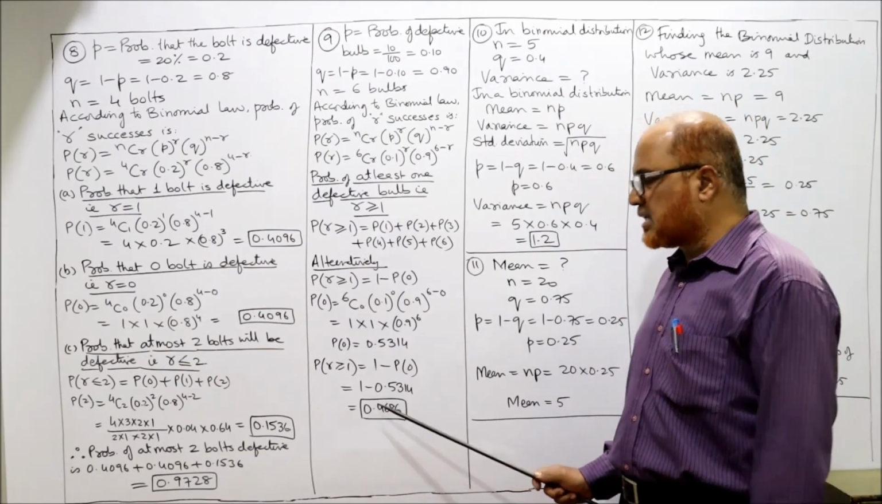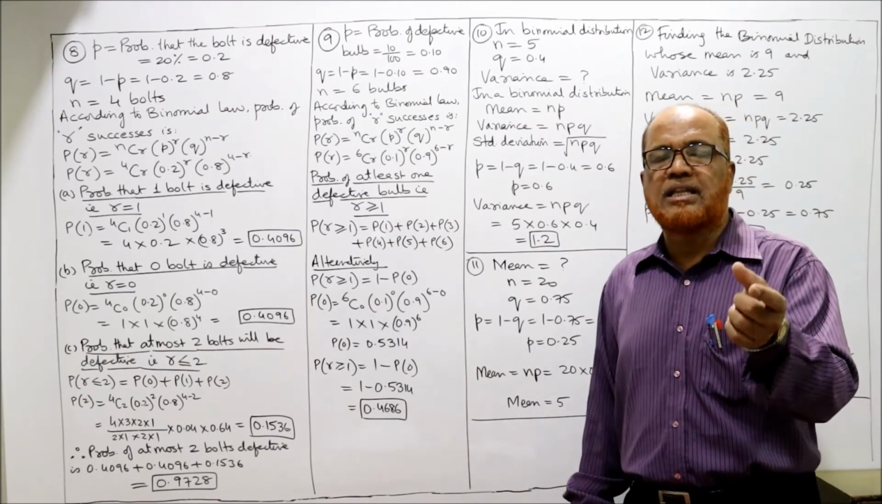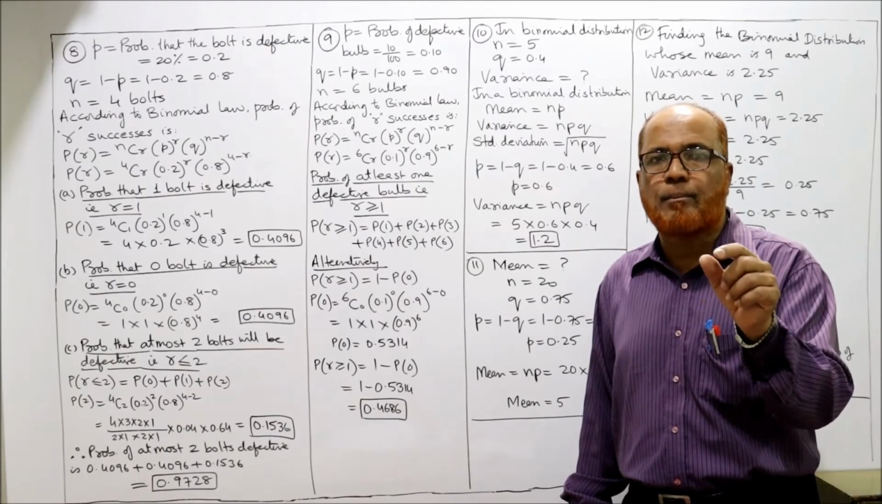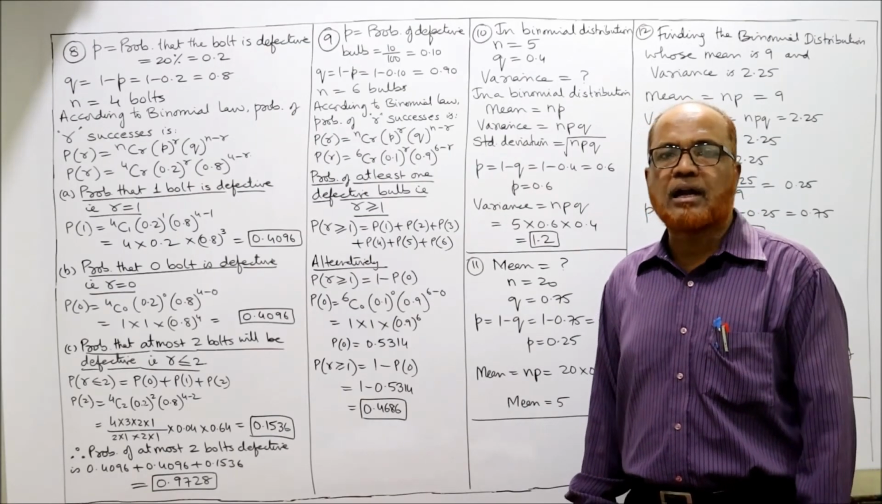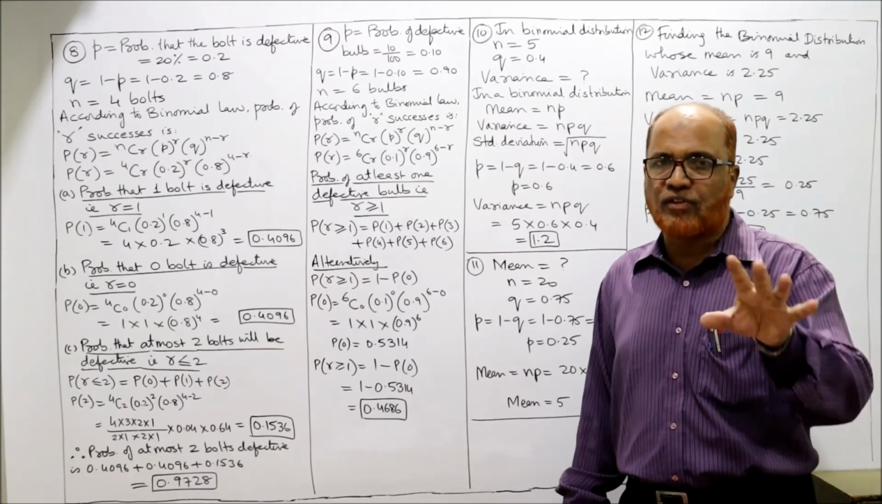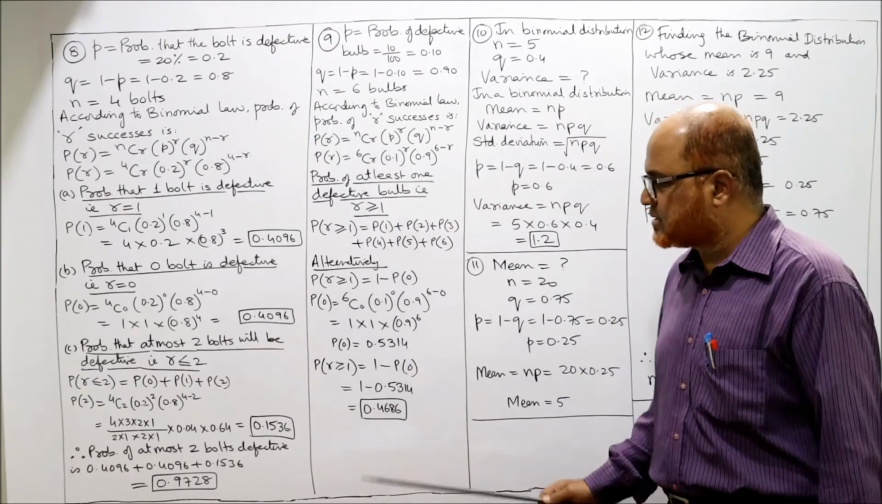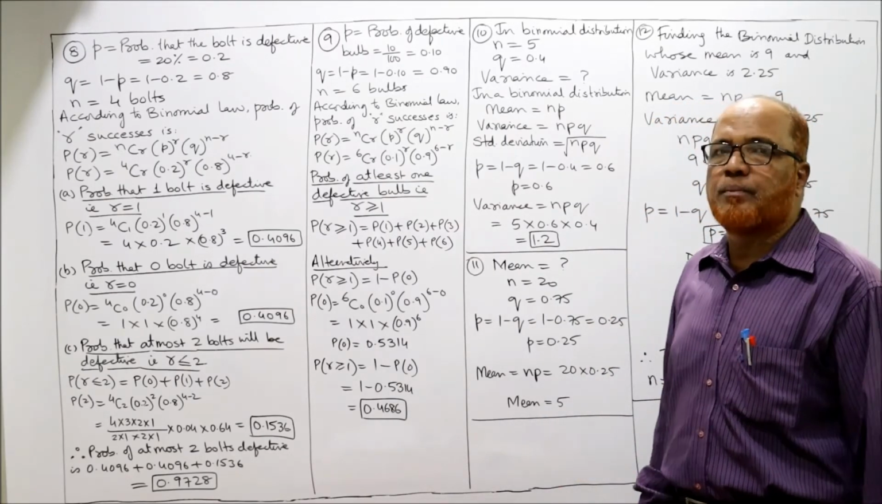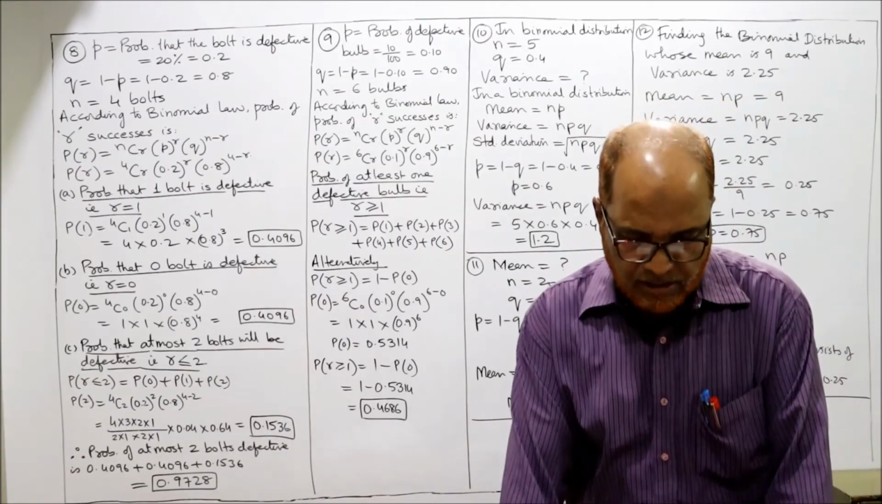So 0.4686 is the probability that there is at least one bulb defective out of a total of 6 bulbs. That's it. This is problem number 9. Now see problem number 10.